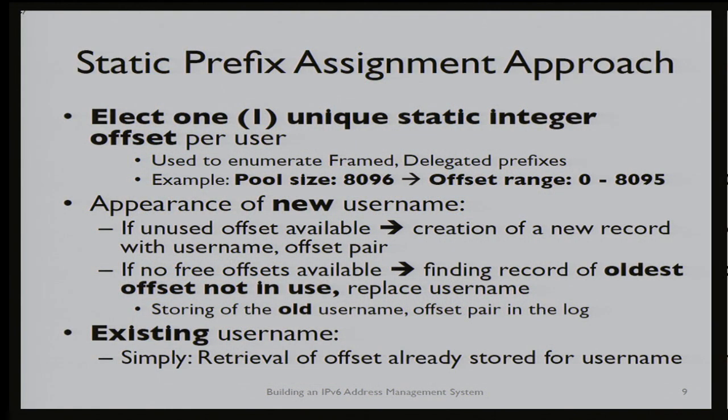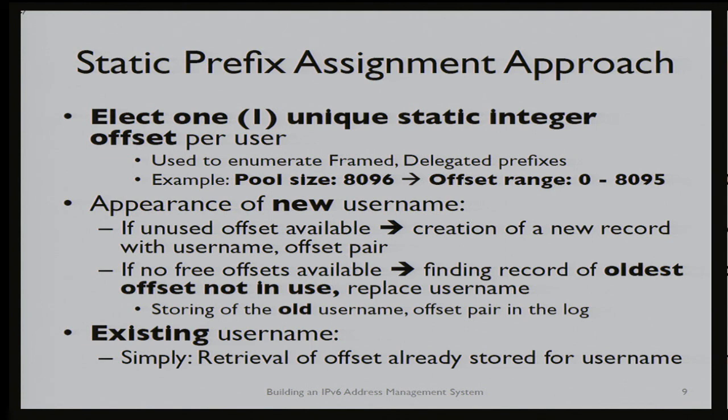So here's our approach. For each user, we elect one unique static non-negative integer, which is the offset, and which we're going to use in the same way that you used in the previous IPv6 setup that I've seen. We'll use this offset to enumerate the framed and the delegated prefixes. For example, if we have a pool with a size of 8096, we'll have offsets from 0 to 8095 to assign.